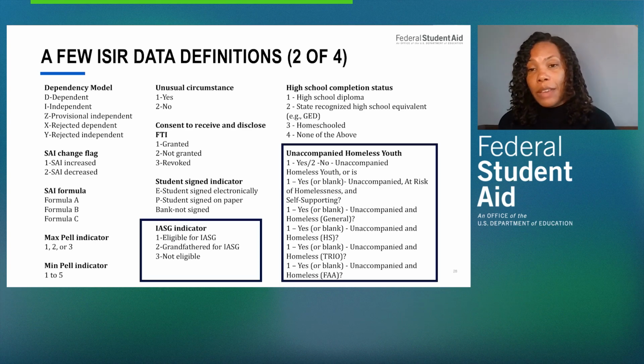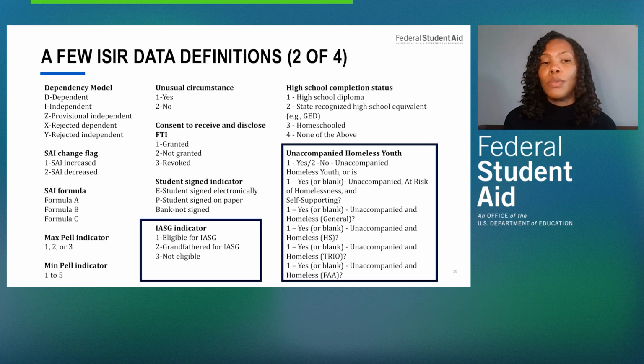Because the FAFSA Simplification Act started with 24-25, it changed some of the rules around IASG. There is a grandfathering rule if you have students who are still enrolled who were eligible for IASG under the old rules. Indicator 2 is going to tell you that their IASG is under the old rules, so it is grandfathered in.